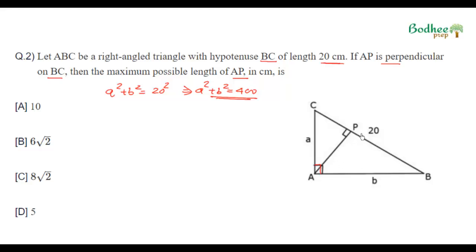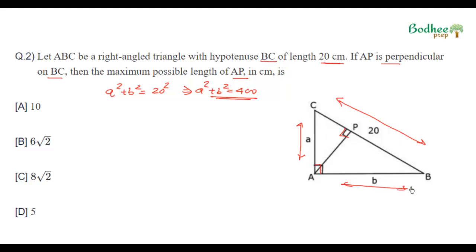Now if we figure out AP, then this is nothing but the height if we consider this length to be the base, right? Similarly, this triangle, if I consider this to be the base, then this will be the height. So for the same triangle, if I want to find the area, I can have two different ways of finding it.